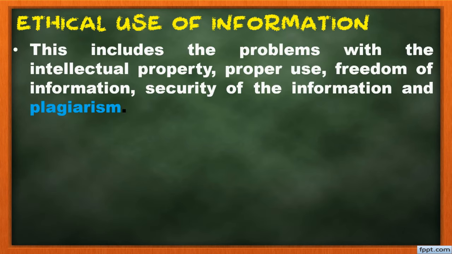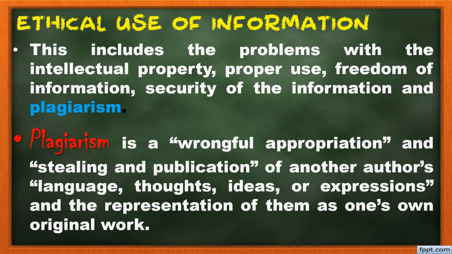Let us now discuss the ethical use of information. So ethical use of information includes the problems with intellectual property, proper use, freedom of information, security of information, and plagiarism. Plagiarism is the wrongful appropriation, stealing, and publication of another author's language, thoughts, ideas, or expressions, and the representation of them as your own original work.